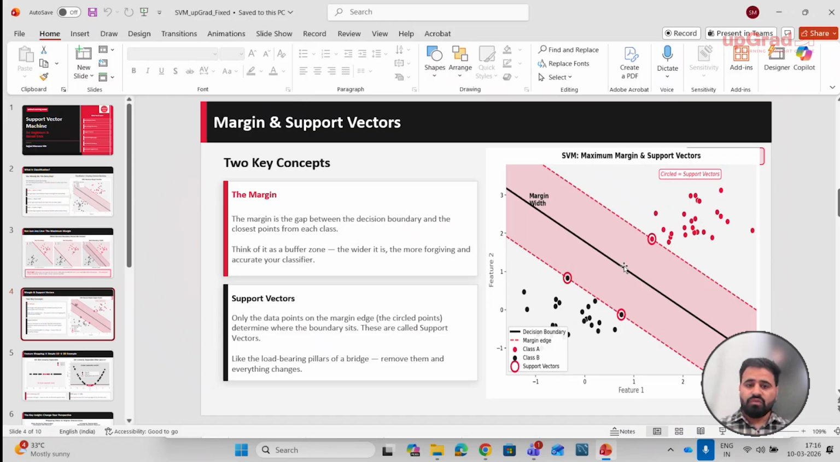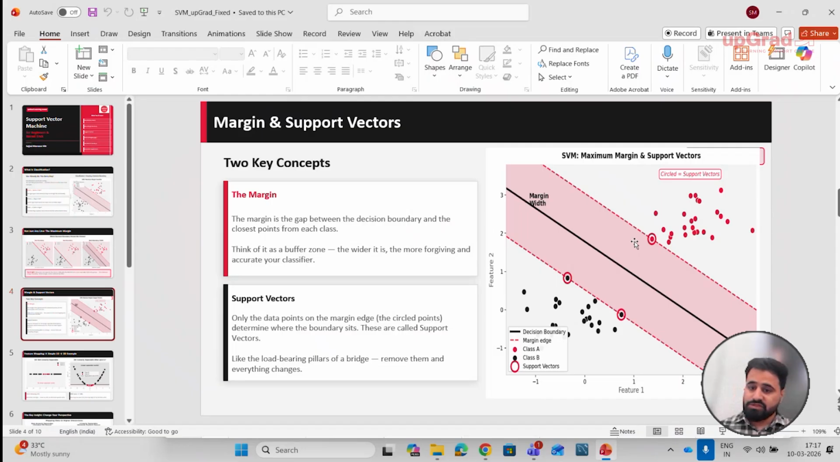Sorry. So we can think of it as a buffer zone. The wider it is, the more forgiving and accurate your classifier. So we want to separate these two different classes as far as possible. The larger the margin, the better your model is at classifying.